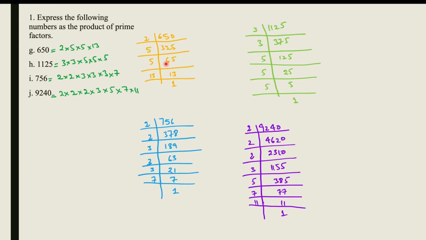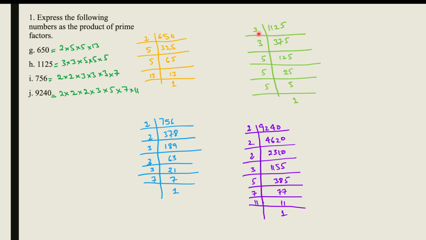So 5 multiplied by 65 is equal to 325. 5 multiplied by 13 is equal to 65. 13 being a prime number itself, it cannot be divisible by any other number, so therefore 13 multiplied by 1 is equal to 13. 1125 is done in the same manner.